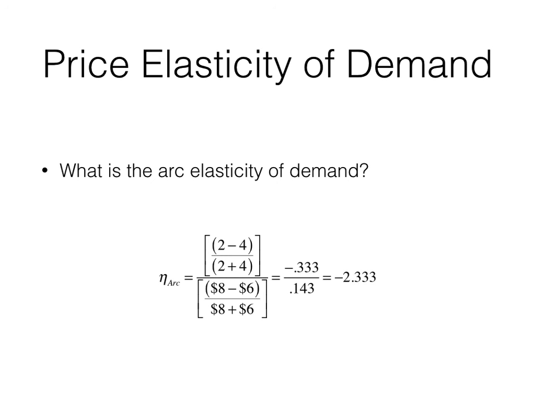So if we look at the arc price elasticity of demand using that same equation, 2 minus 4 divided by 2 plus 4, over 8 minus 6 divided by 8 plus 6 gives us minus 2.33. So the point elasticity of demand at $6 and 4 units is minus 1.5. The arc price elasticity between $6 and $8 is minus 2.33.